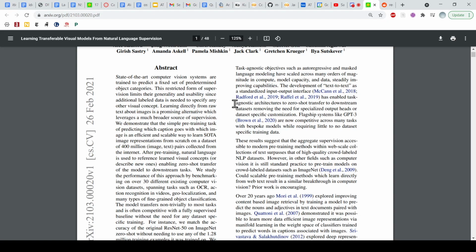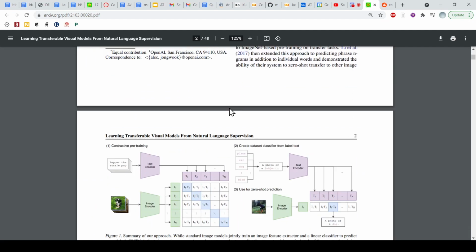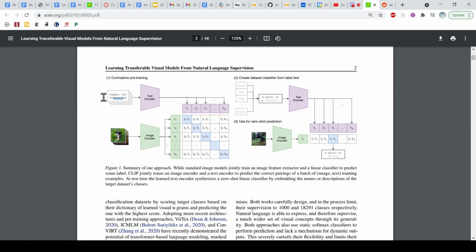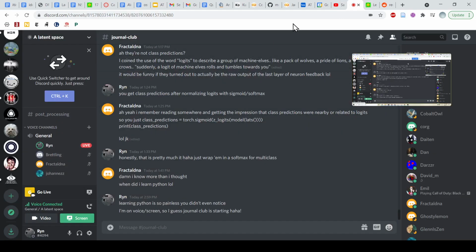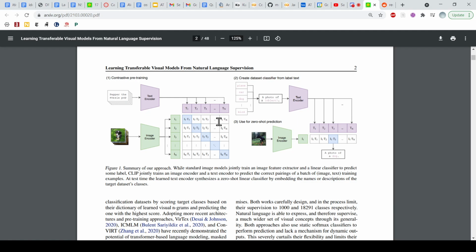For anyone who doesn't know, CLIP takes in some kind of text and some kind of image, and then it outputs two vectors, or depending on your batch size, it could be many vectors. It outputs a set of vectors. And then using those vectors and this thing called cosine similarity, CLIP is basically going to tell us how well these different texts and images match each other.